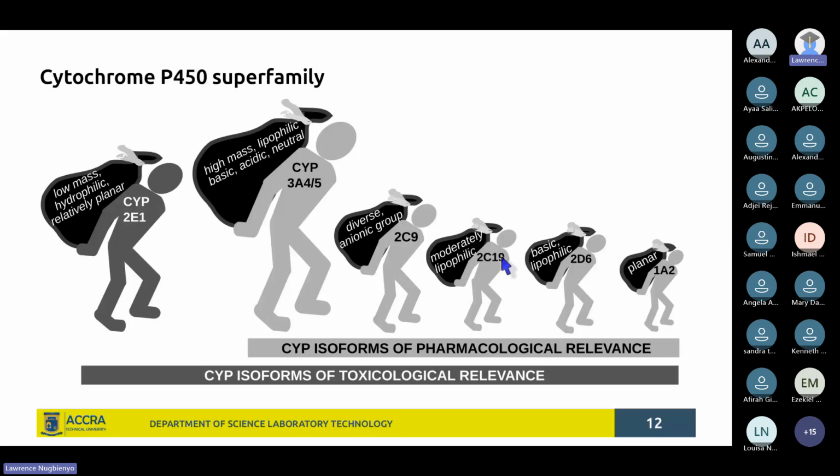2C9, 2C19, 2D6, 1A2. All of these are isoforms of these enzymes that are also involved in the metabolism of different xenobiotics. Anyway, these are not things which you should try to cram into your head. A lot of times when you work with some of these things over a certain period of time, some of them stick.